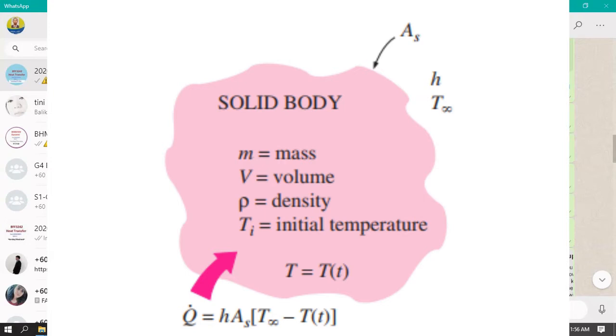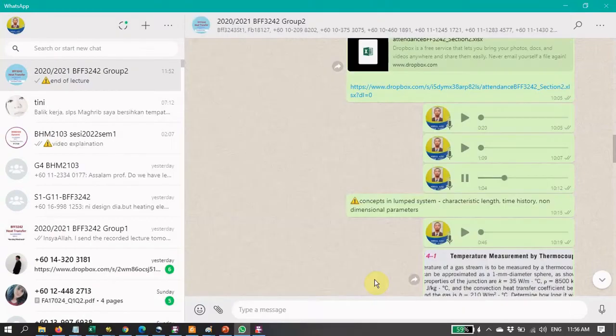This characteristic length is used to determine the criteria at which our system can be considered as a lump system. Lump system means the body is approaching thermodynamic equilibrium instantaneously. But this criteria does not necessarily get used to determine the temperature history for the body, for the heat transfer system.